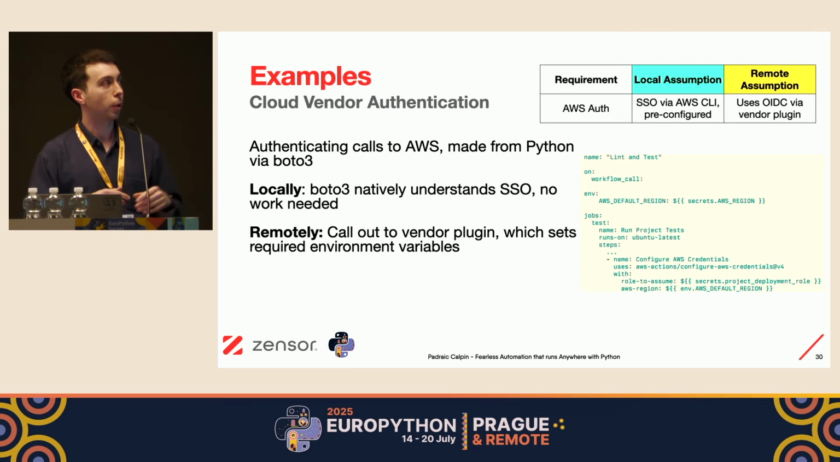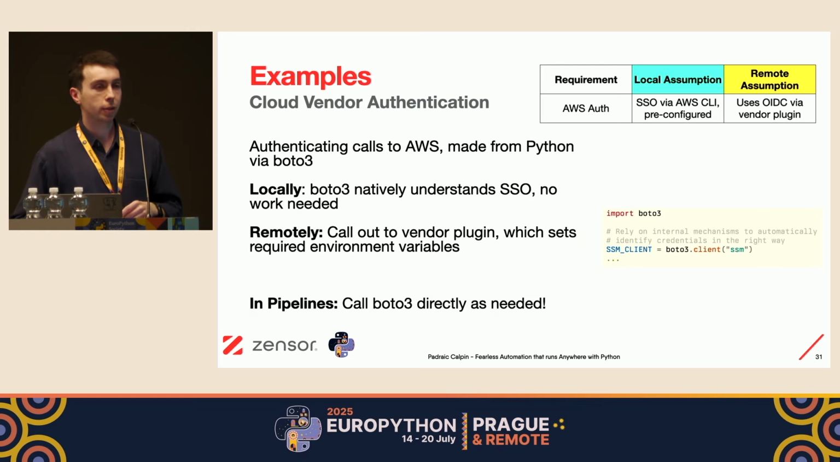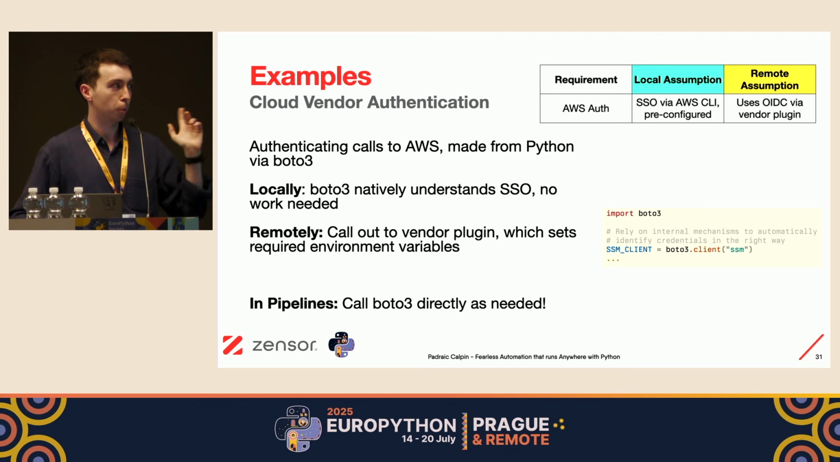So let's go back to our requirements table. We're going to say that our developers have single sign-on set up on their machine. Boto3 already natively understands that. That's fine. In the remote case, maybe this is one instance where we'll have to use the vendor plugin. AWS provides a plugin for GitHub Actions that will use OIDC to do the authentication dance, and then it will automatically inject some environment variables into your pipeline. And what that means concretely in code is, again, you don't have to care about it. Your pipeline just does import boto3 and runs, and we fall back on Boto3's configuration discovery mechanisms, and everything works just fine.